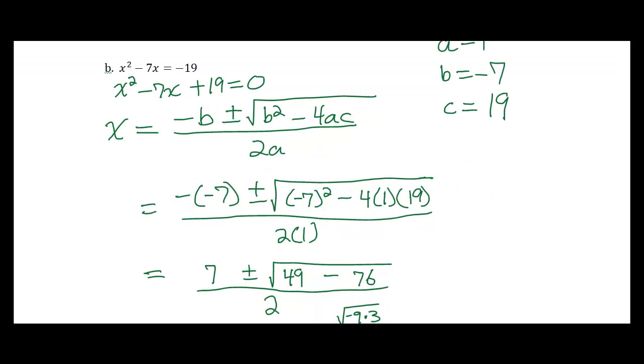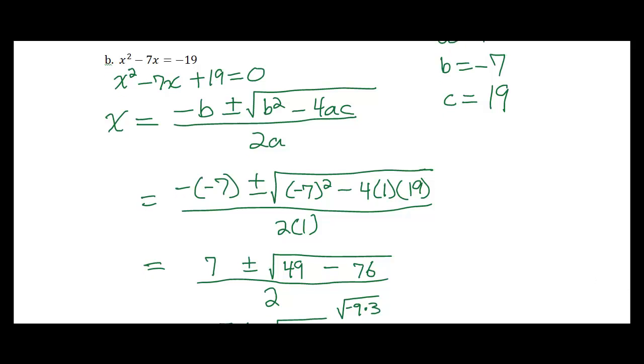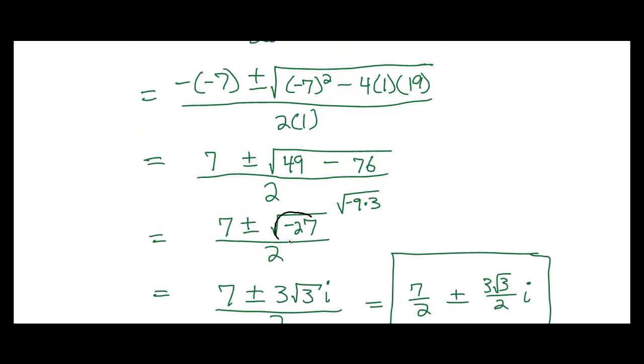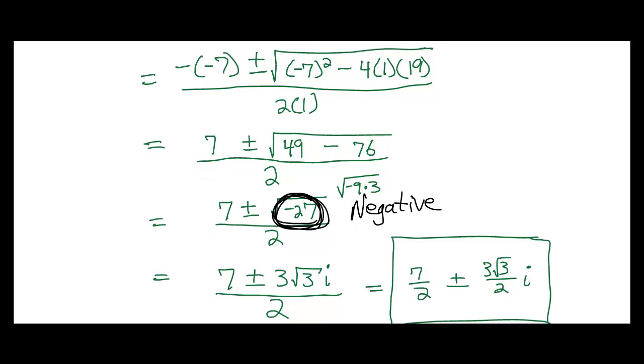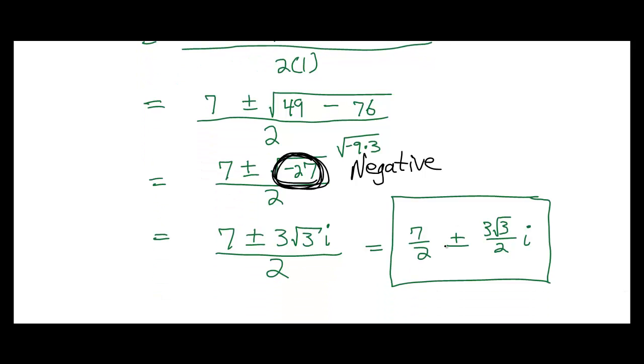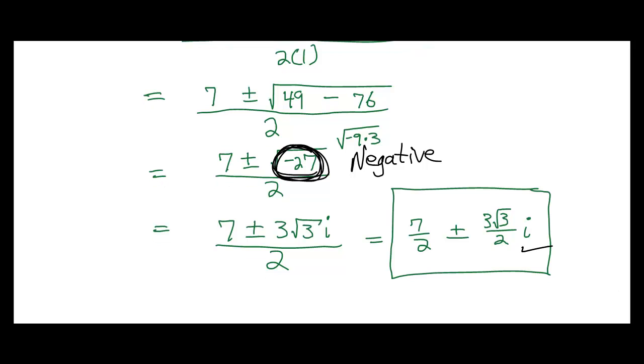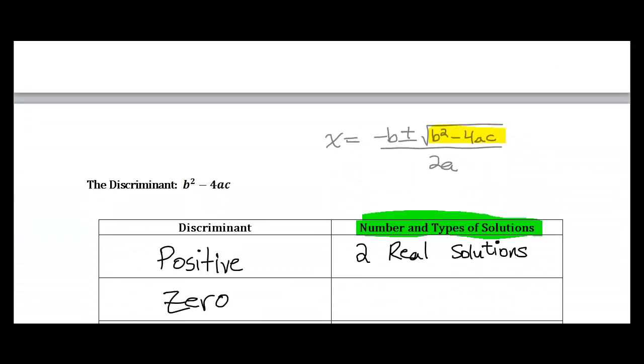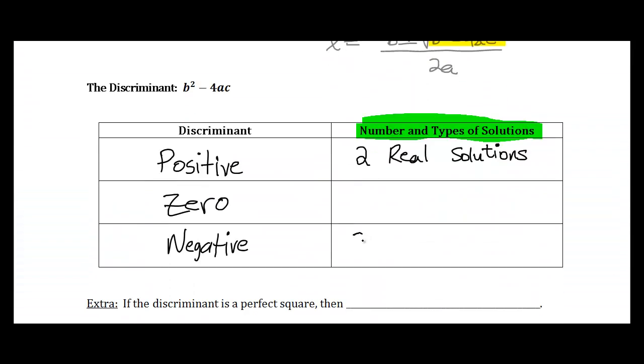Now I'm going to go to when my discriminant is negative. In part B, we had x squared minus 7x equals negative 19. When we did our discriminant and simplified it, we got negative 27, right? That's negative. When we got our solution, we had 2 solutions. We have this plus or minus here, and it had an i in it. That means we had 2 complex, right? 2 complex. And actually, I'm going to say 2 non-real solutions.